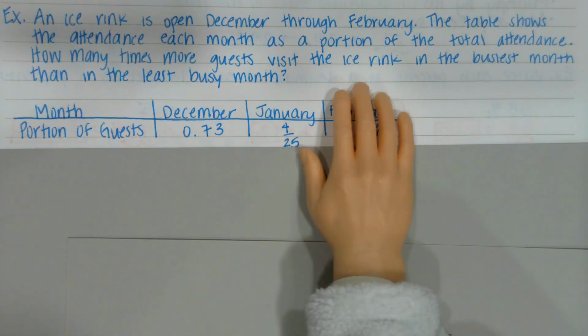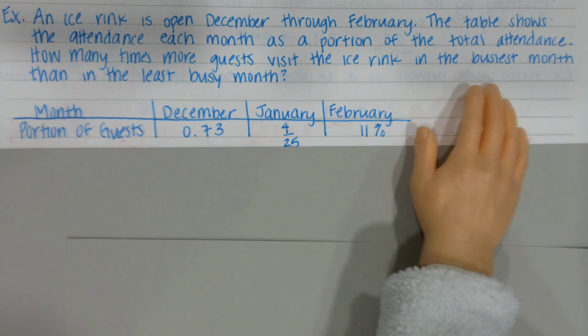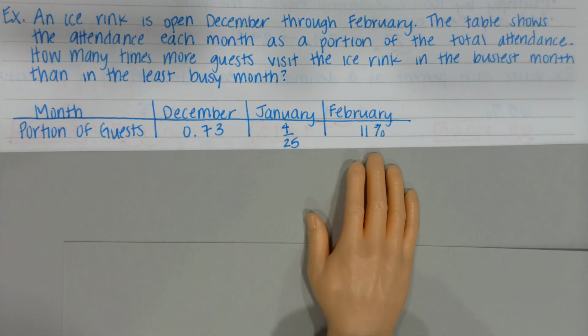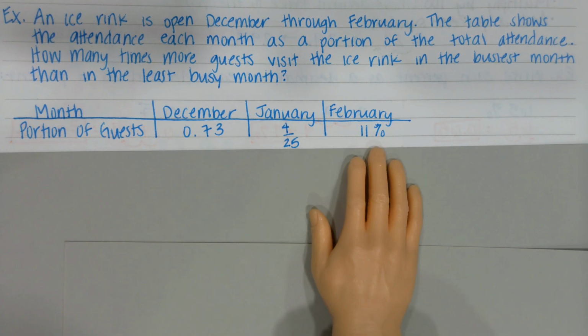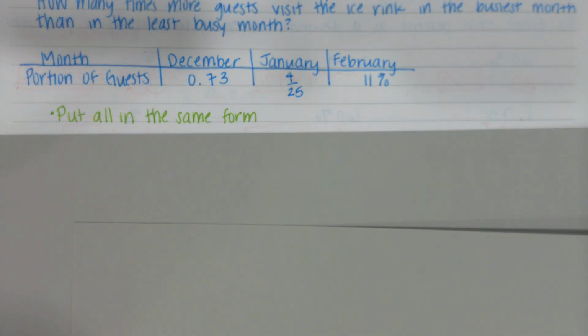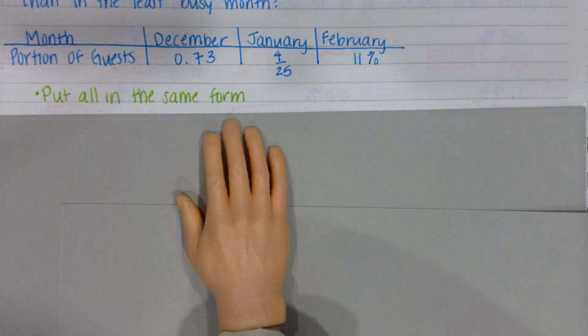An ice rink is open December through February. The table shows the attendance each month as a portion of the total attendance. How many times more guests visit the ice rink in the busiest month than in the least busy month? So here we have December, January, and February. They are written in the 3 different forms of a decimal, fraction, and percent, but they all need to be in the same form so that we can compare and know which month is busiest and which month is the least busy. So because we are asked how many times more, that means I'm going to be doing some division.